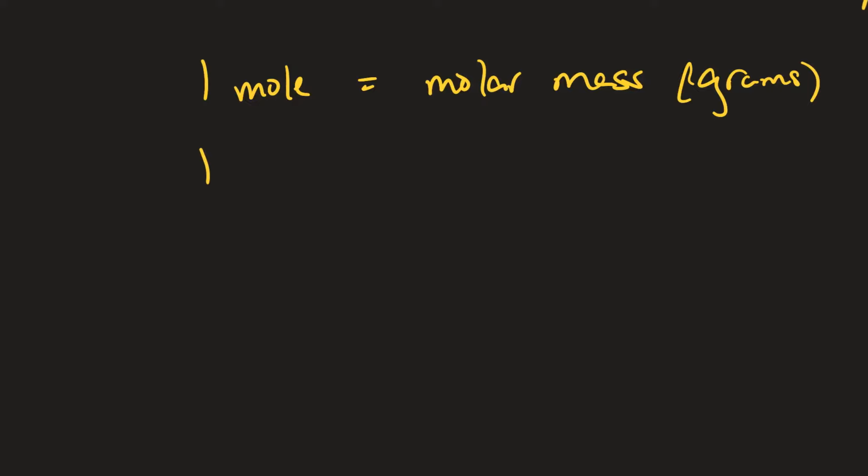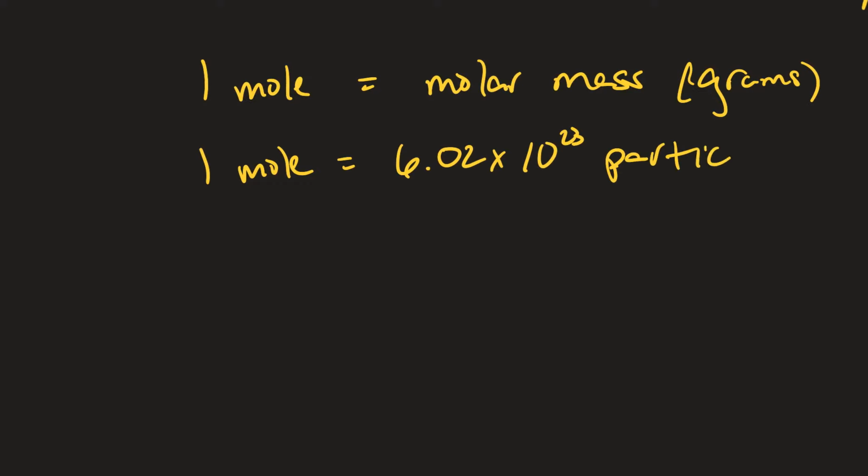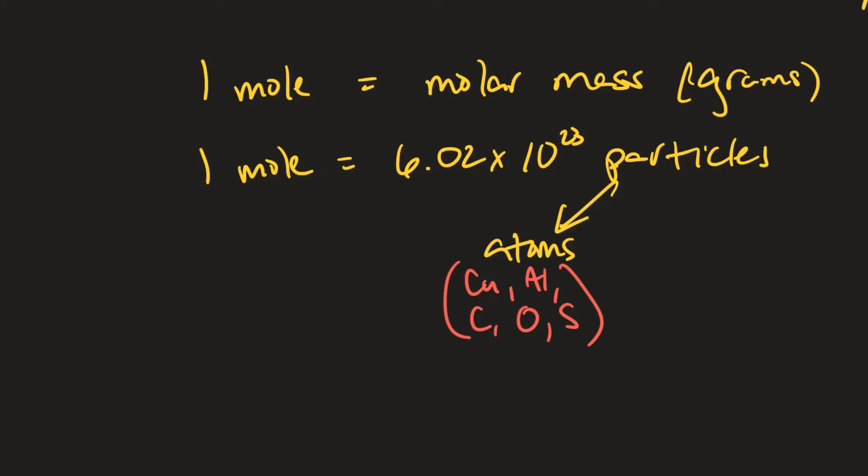Hopefully you also notice that for every 1 mole of a substance, you have 6.02 times 10 to the 23rd particles of that substance. When we talk about particles, we could be talking about atoms, so individual atoms such as copper, aluminum, carbon, oxygen, sulfur. These are examples of them. We could also be talking about molecules. Now, molecules are basically covalent compounds.